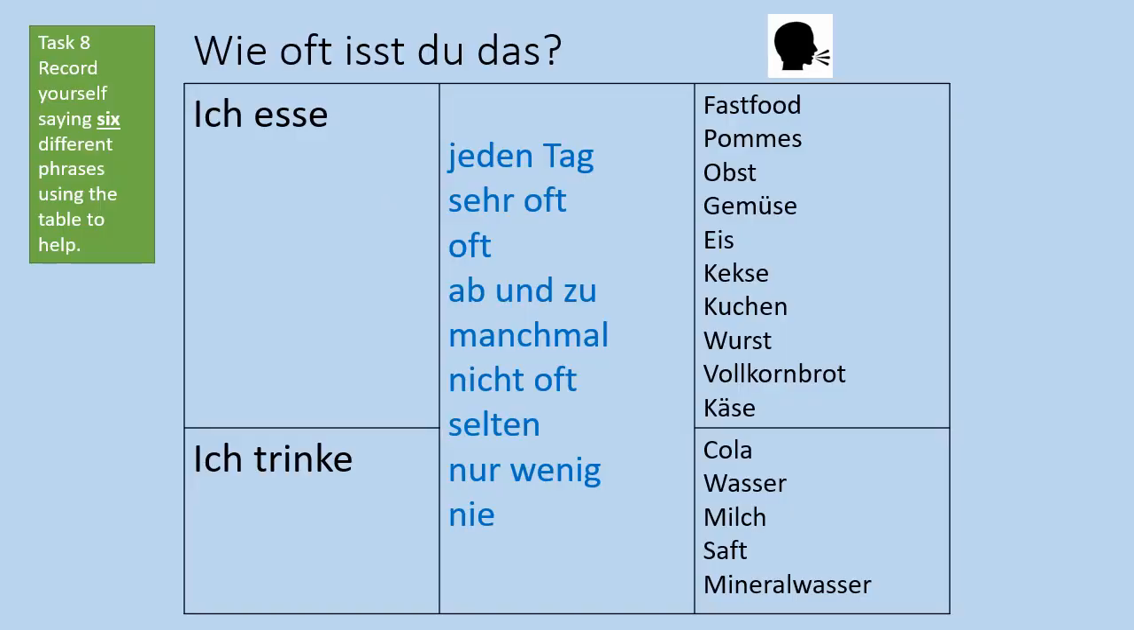For this one you've got a vocab grid that shows you how to put together a sentence. So you've got some starting with Ich esse, I eat, and then Ich trinke, I drink, and then on the right hand side you've got foodstuffs at the top, things that you can drink at the bottom, and in the middle you've got time phrases. So you may be making up a sentence working from left to right, and what I'd like you to do is record yourself saying 6 different phrases and send me that as a voice note.